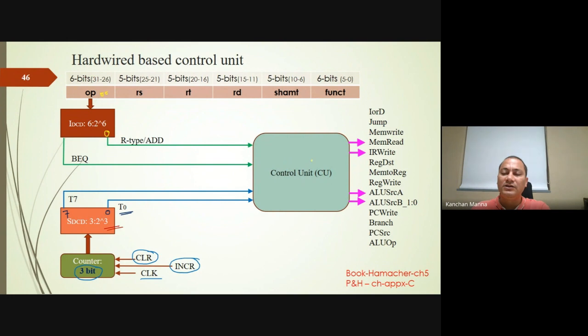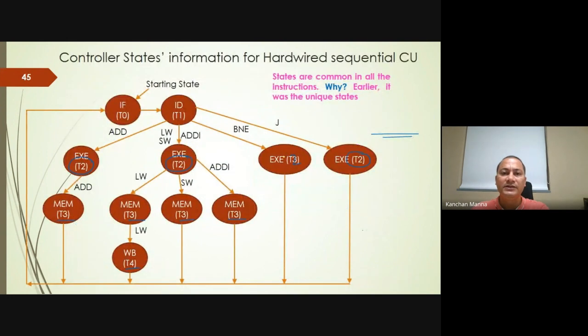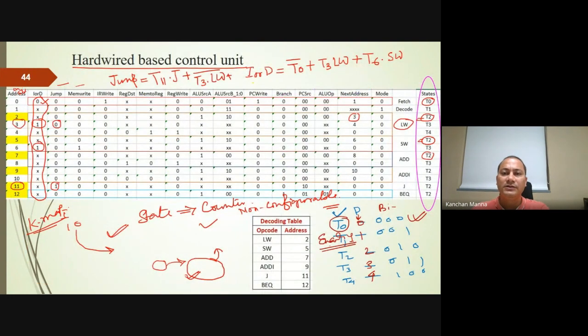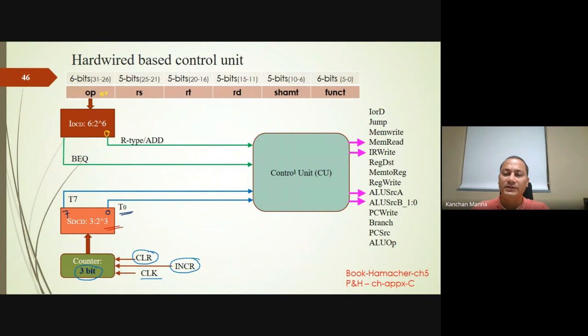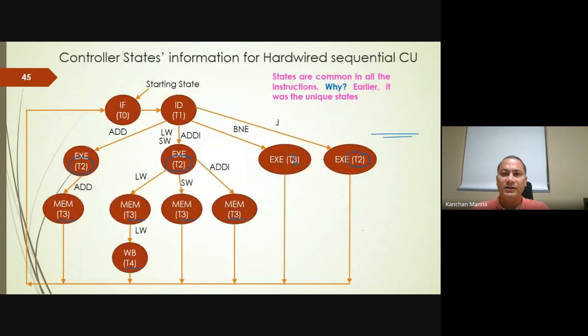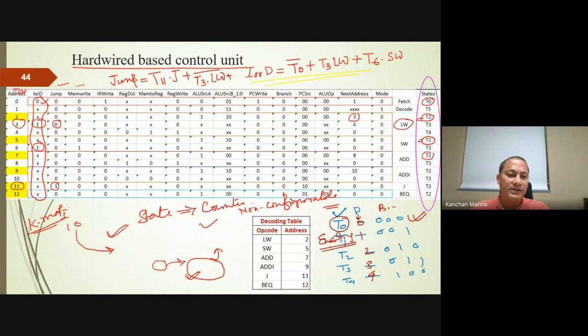Now you see these symbols are coming to the control unit, and we have the logical expressions that we have seen here. So in this control unit, we have this. If we want to design the circuitry for, let's say, I or D, what could the circuitry be? T0 is coming, so we will take the prime of T0.